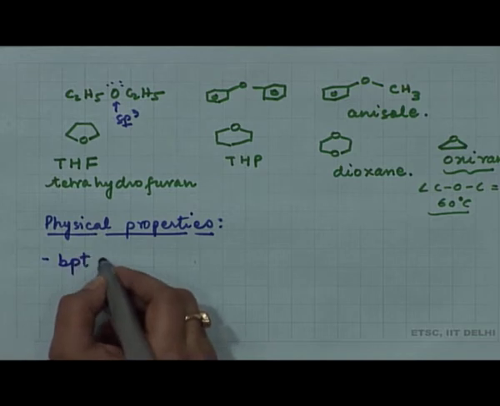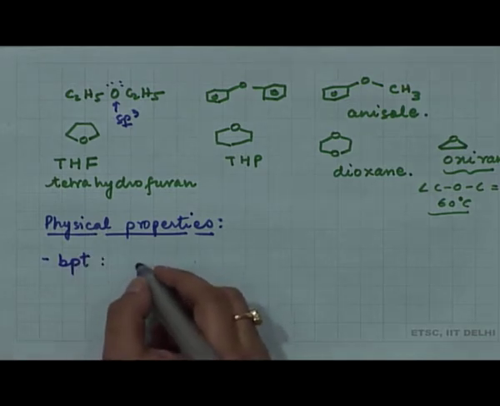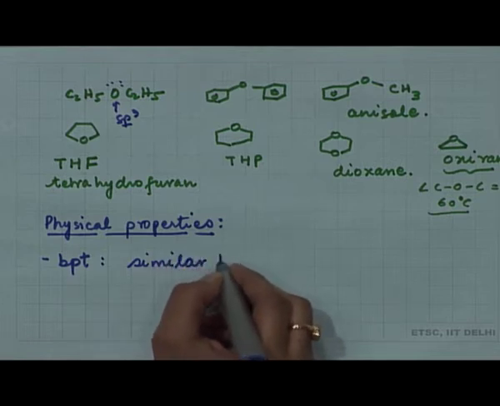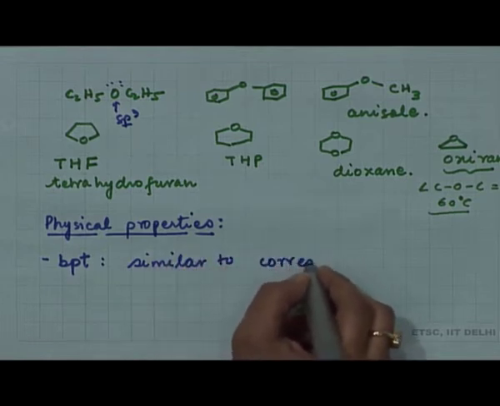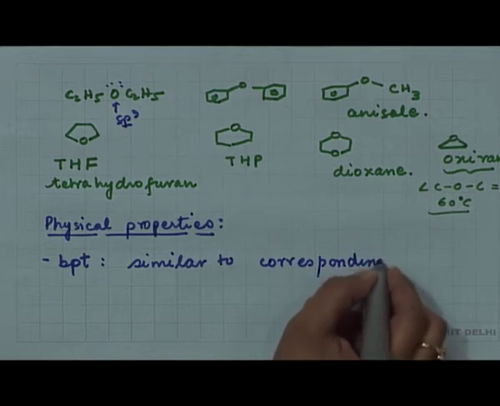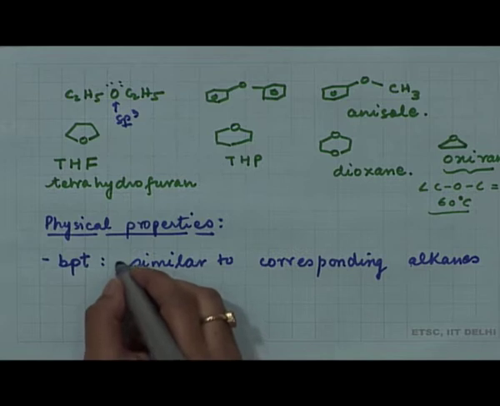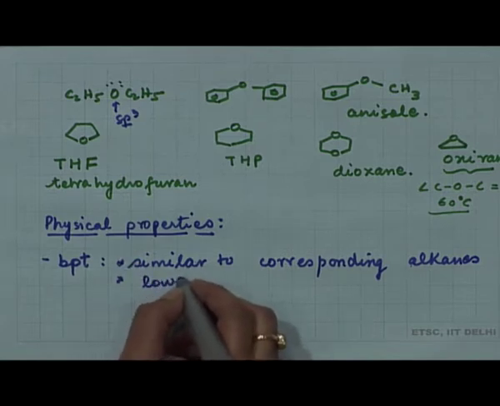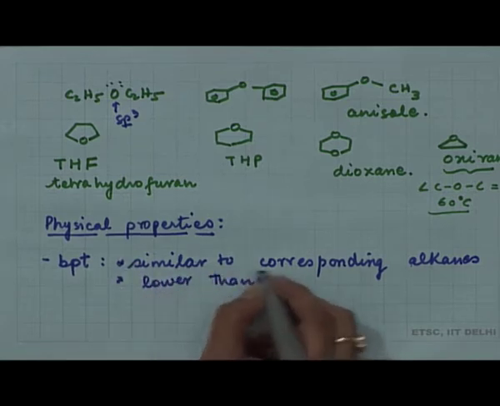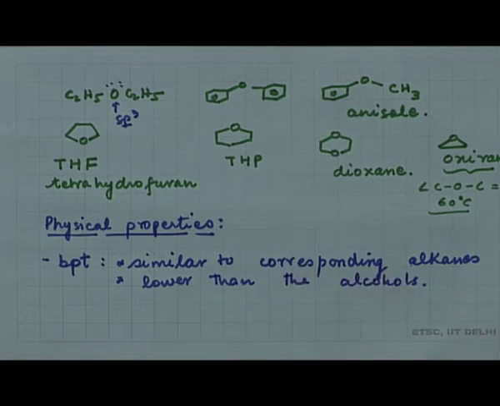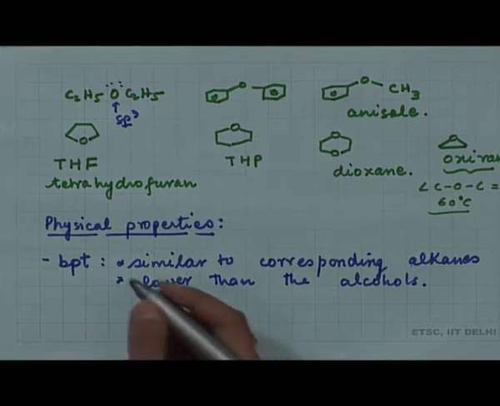The boiling point of these molecules is similar to that of the corresponding alkanes. Okay. So, it is similar to corresponding alkanes, but it is lower than the corresponding alcohols. So, if you compare alcohols and ethers, then alcohols have a higher boiling point as compared to ether.